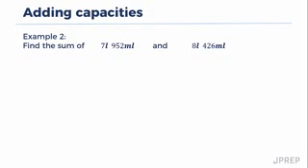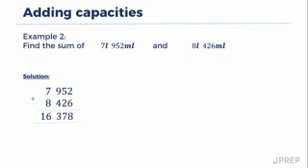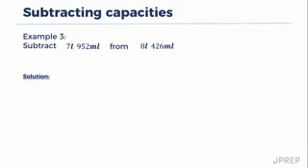Let's do another one. This time we have 7 liters, 952 milliliters, and we have 8 liters, 426 milliliters. Once again, we align them vertically so that we can solve them very easily. You see that based on the addition, we are going to carry 1 to the liter side to give us 16 full liters. So we are going to have 16 liters, 378 milliliters. Very easy, right? We can also subtract them.